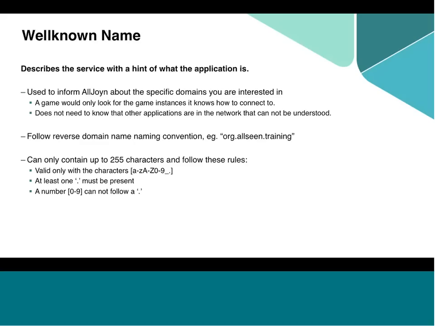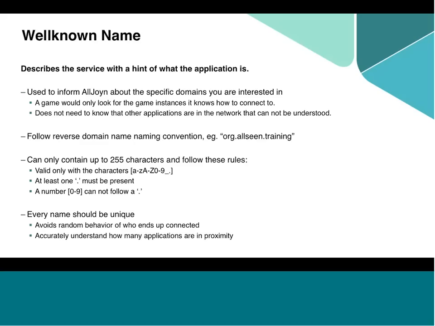It must use alphanumerics, dots, and periods. When you ask AllJoyn to hold on to the name so that it's associated with your endpoint, it has to follow the convention where there must be at least one period, and after any period in the name, a number cannot follow. So this leads us to the next thing: every name needs to be unique.